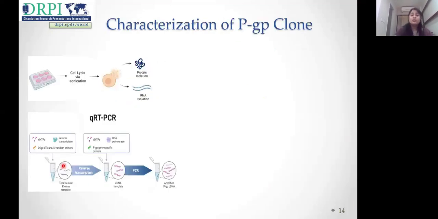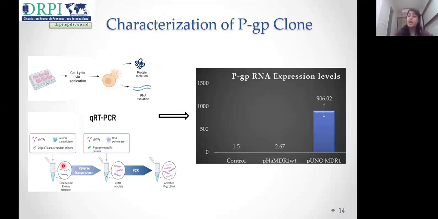Now, to check if the clone is actually working effectively inside the cells or not, it was transfected inside the cells, and by qRT-PCR, the RNA levels of the PGP were analyzed. So we can see that the RNA levels were quite high for PGP in the cells that were transfected with the clones, telling us that the RNA was being made inside the cells for PGP.